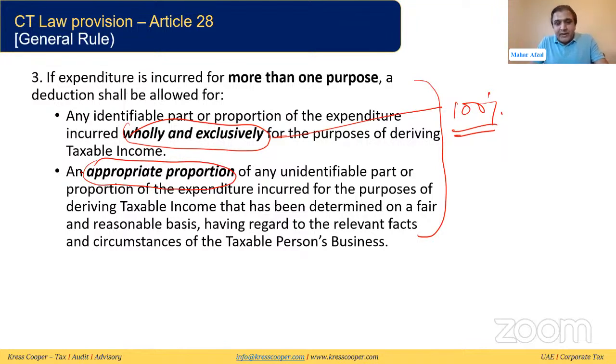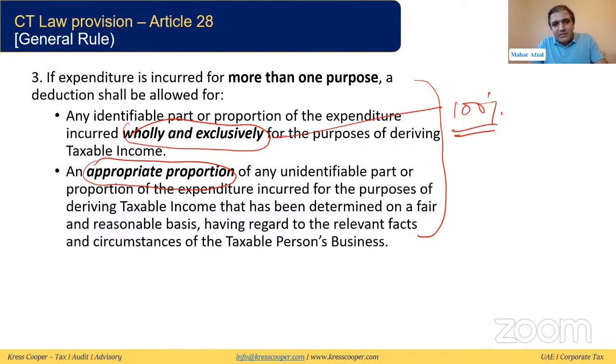If we are not able to identify them, these common expenses will be claimable on a proportionate basis. Whether identifiable, unidentifiable, or proportionate, the expenditure must be incurred for the purpose of deriving taxable income and determined on a fair and reasonable basis. I believe this fair and reasonable basis will be given in the corporate tax regulations.